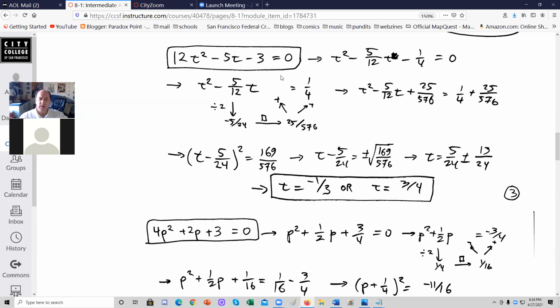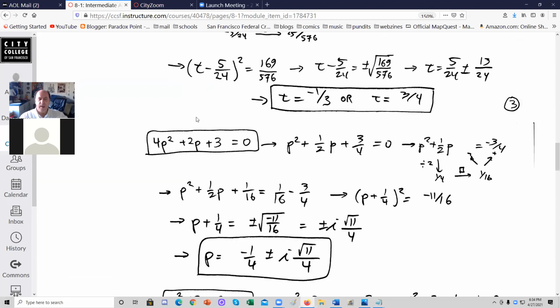These solve this equation. 4p squared plus 2p plus 3 equals 0. Well, okay. First, there's that 4 in front of the p squared. That's mildly annoying, so we'll divide it throughout by 4. Get p squared plus 2/4 p, which is 1/2 p, plus 3/4 equals 0. p squared plus 1/2 p plus 3/4 is 0. Okay, we'll move the 3/4 to the other side. p squared plus 1/2 p is negative 3/4.